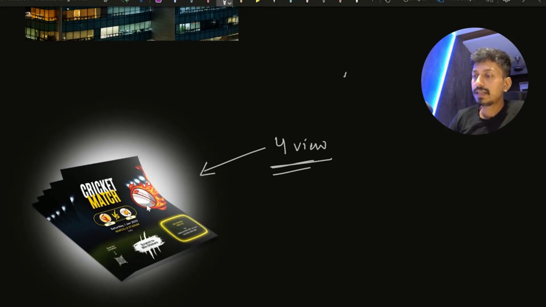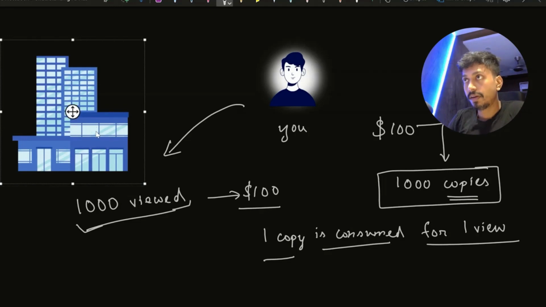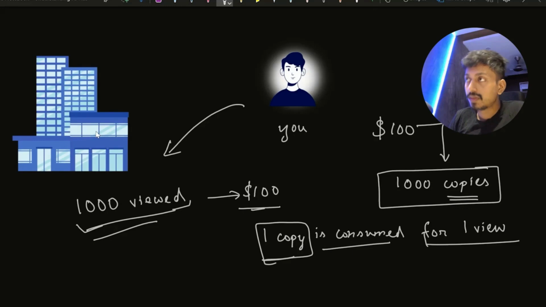Now you need to understand this concept. Okay, how much does this marketing agency charge you? It's 1000 views for $100. One copy will be consumed for one view, even if that is from the same user.